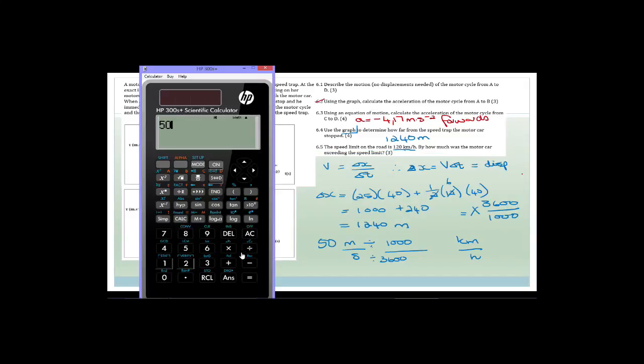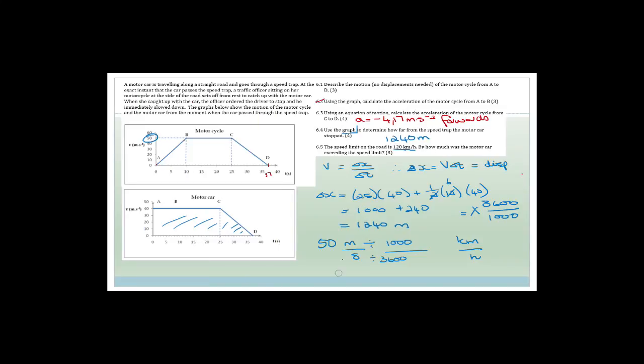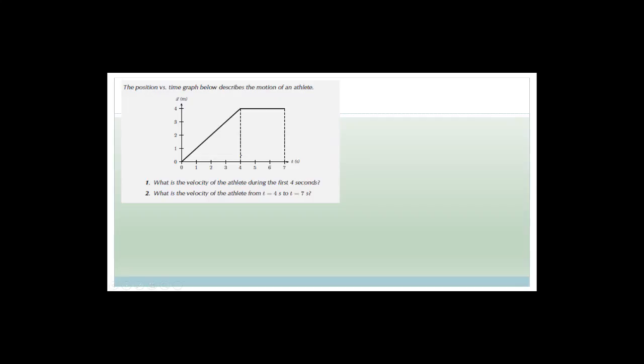Which is the same as multiplying by 3,600 divided by 1,000. So we're going to take our 50 and multiply it by 3.6 and it equals 180. So the motor car was doing 180 kilometers per hour. But that wasn't the question. It says, how much was the motor car exceeding the speed limit? 180 minus 120 is 60 kilometers per hour. Okay, it's quite fast. Right, next question.